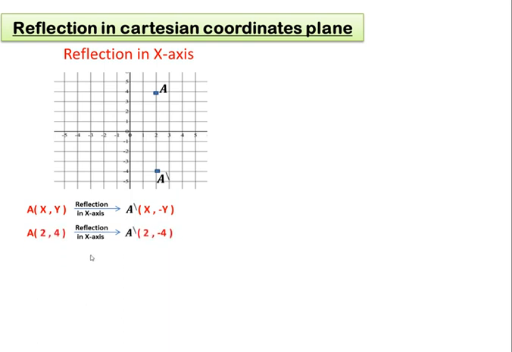We have an example: the point A (2, 4), or any two numbers.